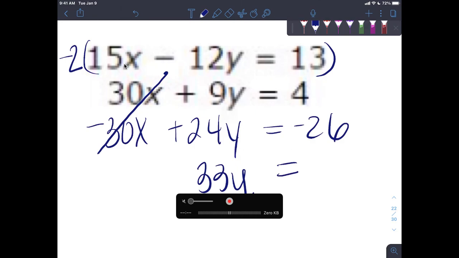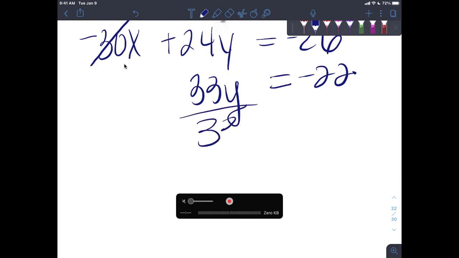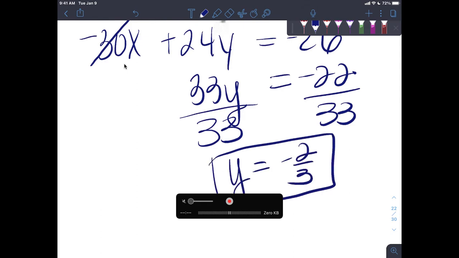33y equals negative 22. All right, pretty simple. Now I can go ahead and divide by 33. And I end up with y equals negative 2/3. So I have half of my answer.